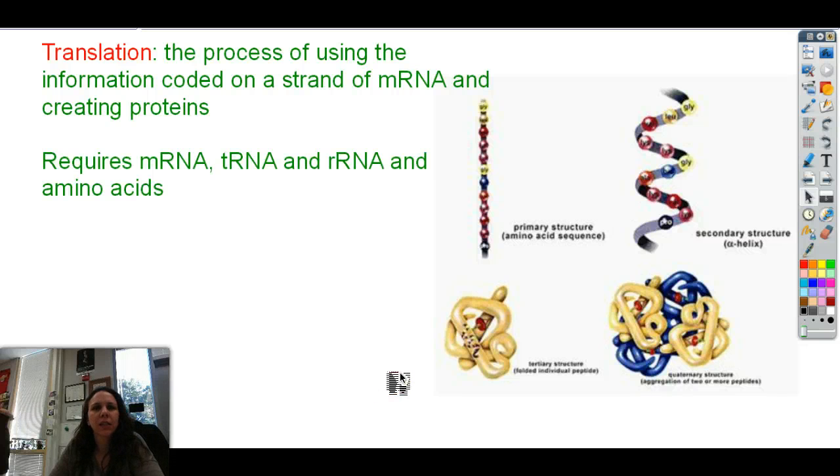Guten Tag. Today we're going to learn about translation, which is the next step that follows after RNA is made.